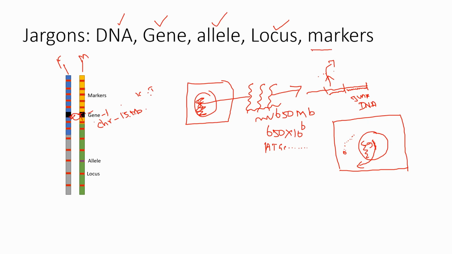So what are markers? Now you know DNA, gene, allele, locus and markers. You want to know the difference between them to differentiate. How would you differentiate? Say for example, this is your workplace, your office, or you're teaching at your college or university. This is your home.